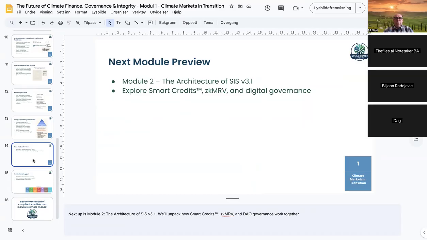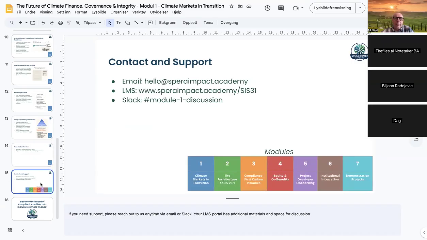The next module is on the architecture of the Spera Impact Standard. We will explore more about the smart credits. We will look more into the zero knowledge MRV, and we will dive deeper into digital governance. This module will be held on the 16th of July at 6 p.m. Central European time. And those who are interested can send an email to hello@speraimpact.academy or reach out through Slack or through our websites.